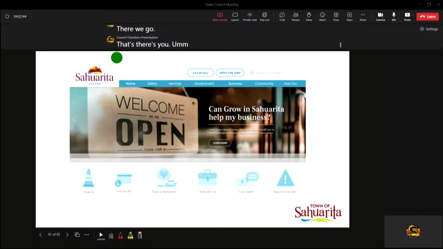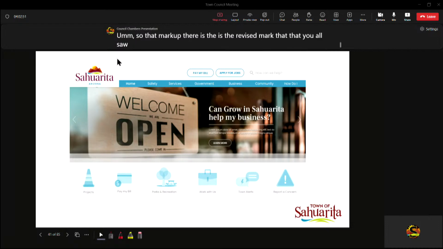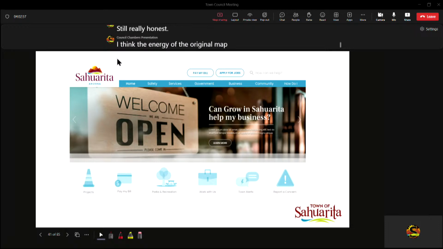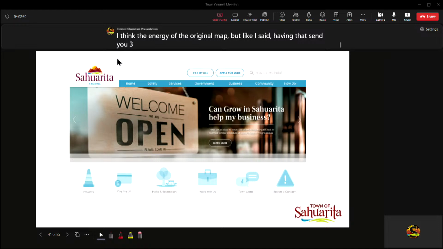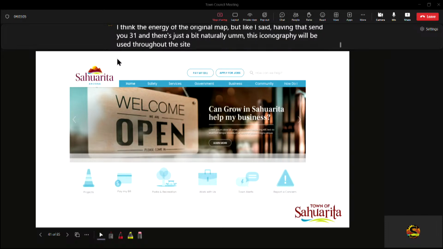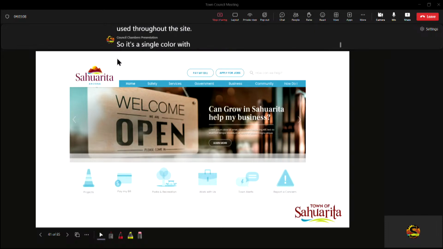So that mark up there is the revised mark that you all saw earlier this year. Not vastly different, still really honors, I think, the energy of the original mark, but having that center through line gives it just a bit more maturity. This iconography will be used throughout the site, so it's a single color with multiple hues to demonstrate various things versus having a lot of color and a lot of variation.